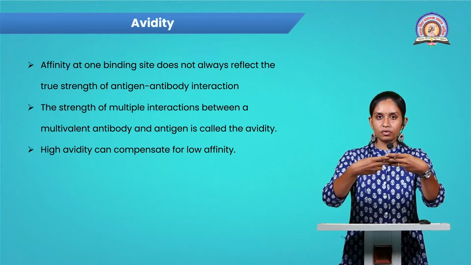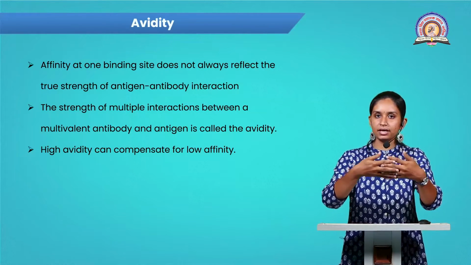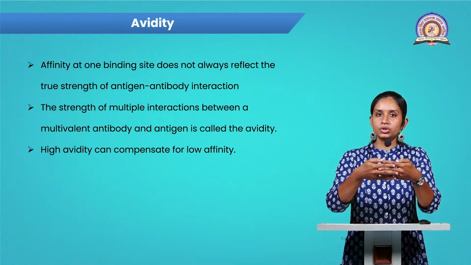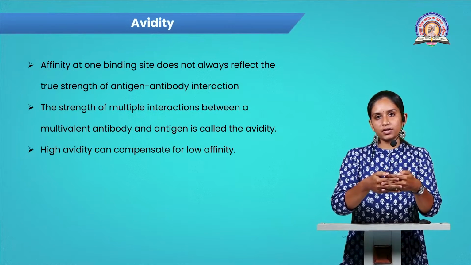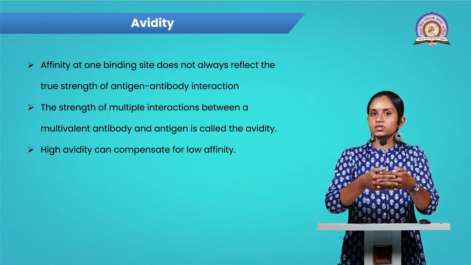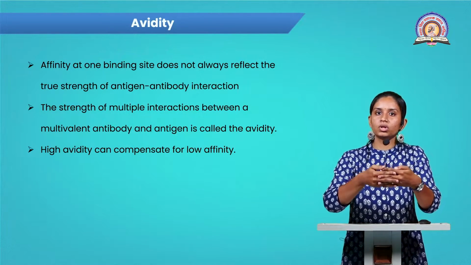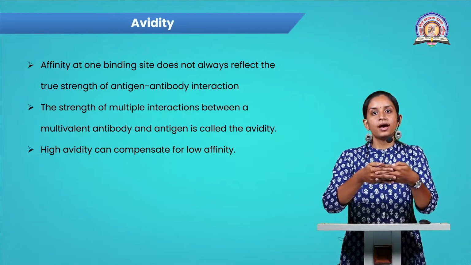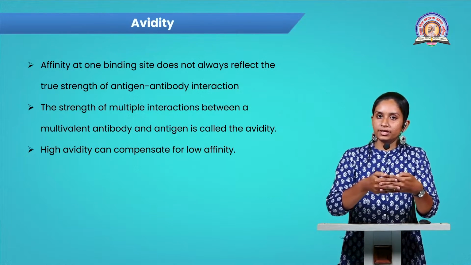So as a result there will be multiple interactions between antigen and antibody. Due to this, if multiple interactions are there, then it is not easy to break these interactions. So the strength of total interaction is going to be higher as compared to affinity, that is the strength of the individual reaction.